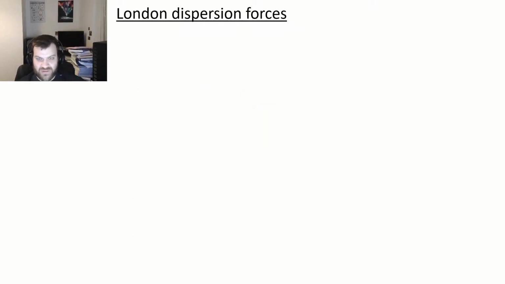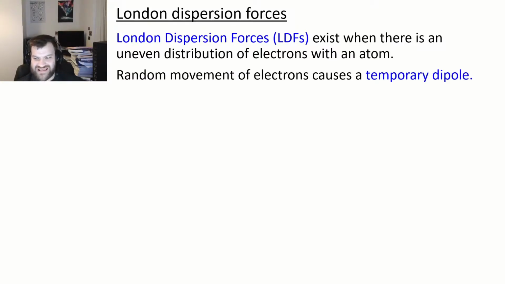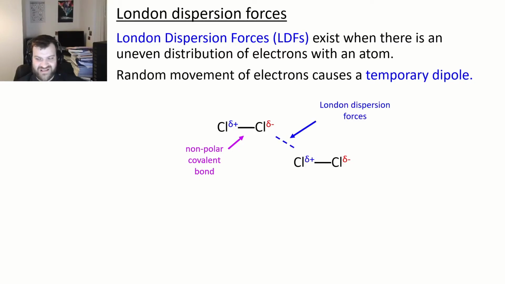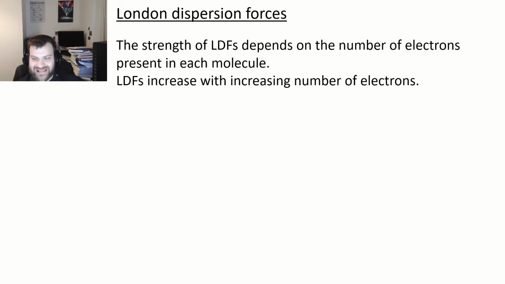In terms of how London dispersion forces arise, these exist when we've got an uneven distribution of electrons within an atom, and this causes a temporary dipole. This means that we're going to have slightly negative and slightly positive parts of atoms. In our chlorine molecule, we have nonpolar covalent bonds, and then there's interactions between the different chlorine molecules, which are our London dispersion forces. The strength of these forces depends on how many electrons are present in a molecule, and they're going to increase with an increasing number of electrons.